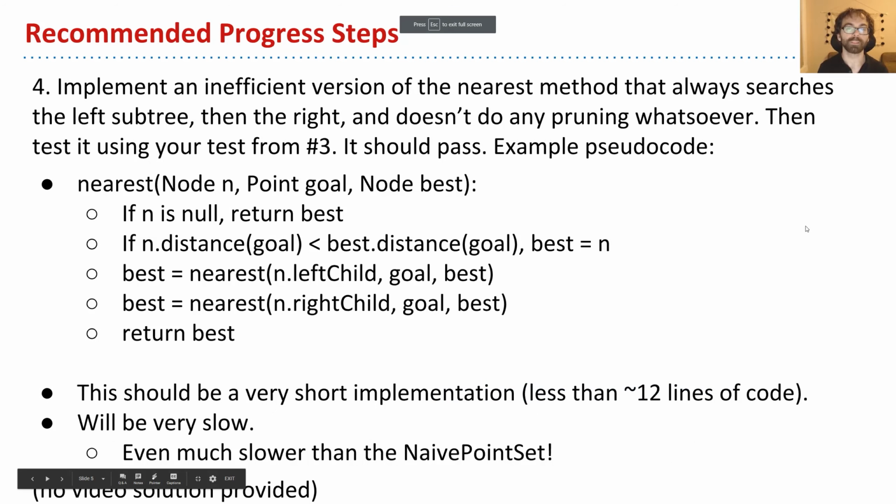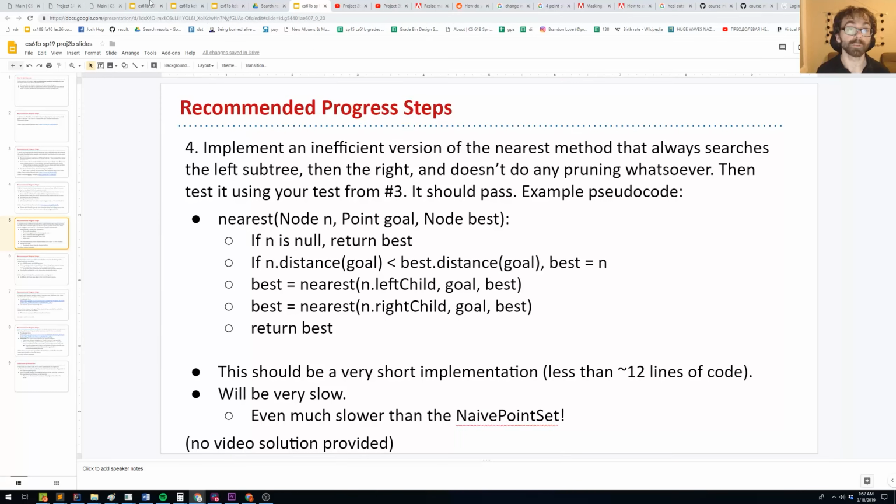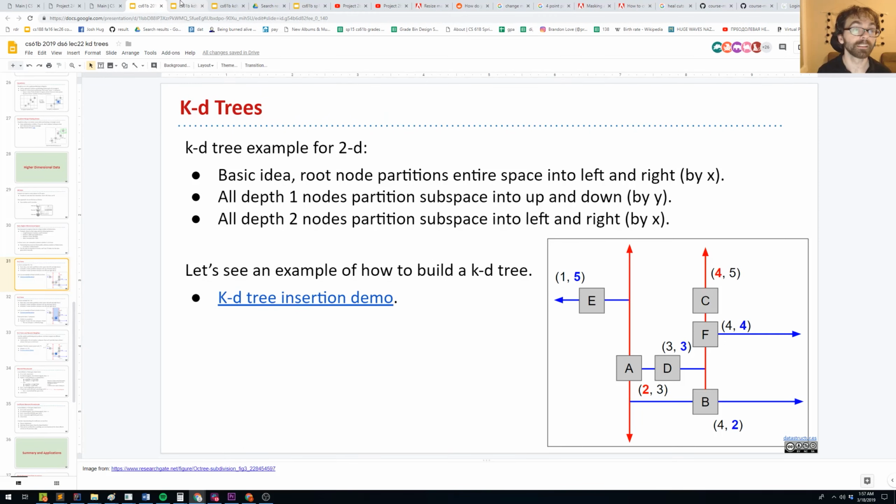All right, fourth. Next up, you need to actually implement nearest. Rather than trying to go straight to the fast version, you should write an inefficient version first. This version should always search the left subtree, then the right, and should not do any pruning at all. Then you should test it using your test from number 3, and it should pass. And there is some example pseudocode, which is also given in the lecture slides.